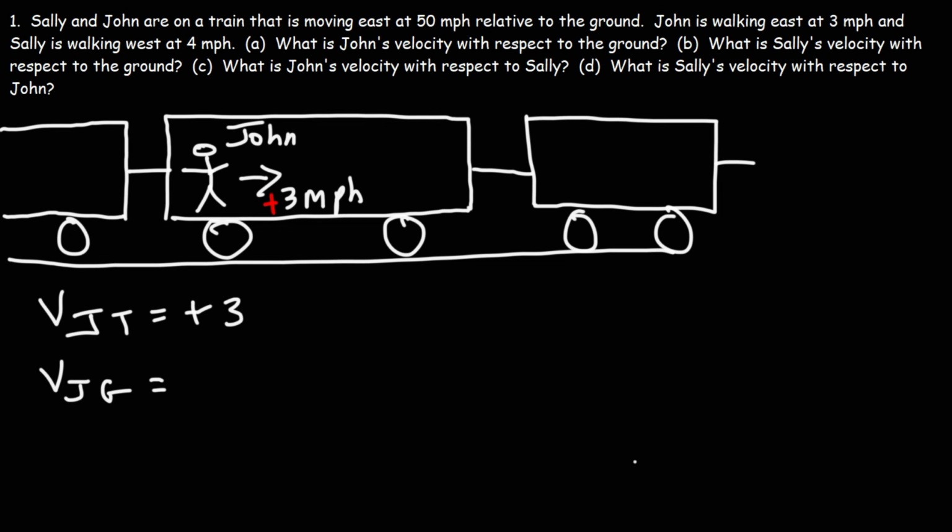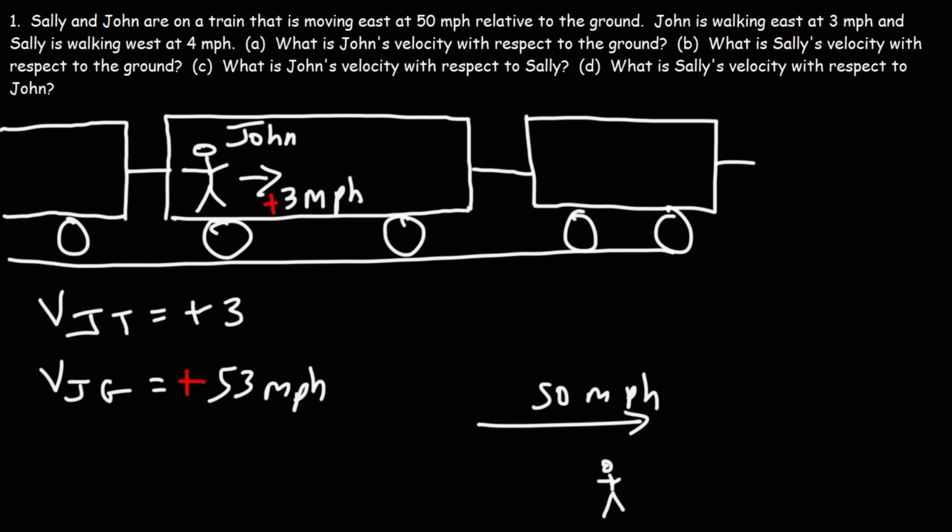An observer standing on the ground sees the train moving at 50 miles per hour to the right relative to him. Now, in addition to that, John is walking to the right. He's walking 3 miles per hour faster than the train. So John's velocity with respect to the ground, as viewed by an observer, is going to be positive 53 miles per hour. It's going to be the sum of the train and the velocity because they're both moving in the same direction.